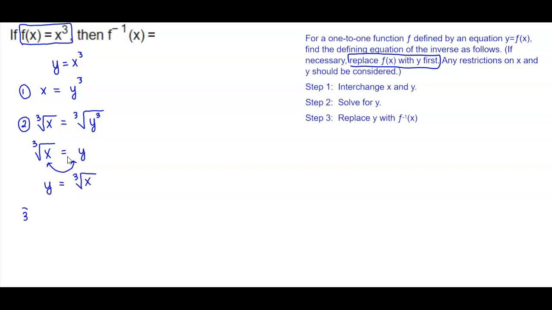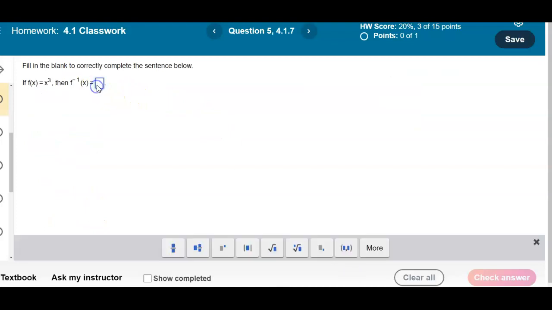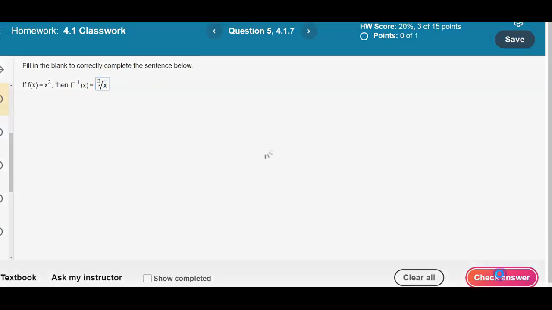And therefore, in step number 3, you can see that we need to replace y with f inverse of x. So now this becomes f inverse of x, which is equal to the cube root of x. So therefore, we get the cube root of x, which represents the inverse. So let's go ahead and put that answer into our result. So over here, we're going to select that. We're going to put the cube root here, put the value of x there, and then check our answer. And then there's our result.